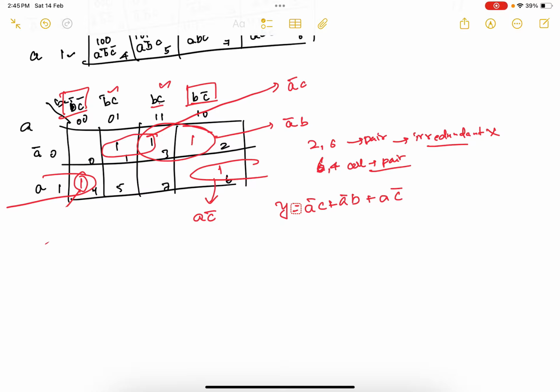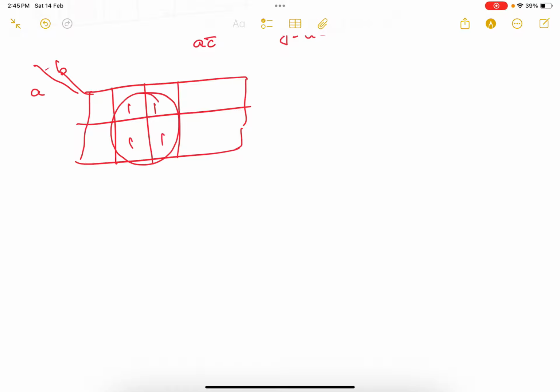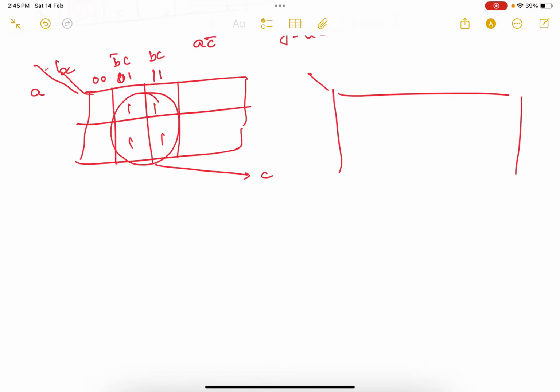Now if we have a structure like this, for example, if we have 4 ones, what will happen? This will form one quad. So for this quad, what is the answer? A, B, C: this is 0 0 0, 0 0 1, 1 1 1. So here if you see, this is B bar C, this is BC. The term which is not going to change is only C. So the answer will be C. Got it?